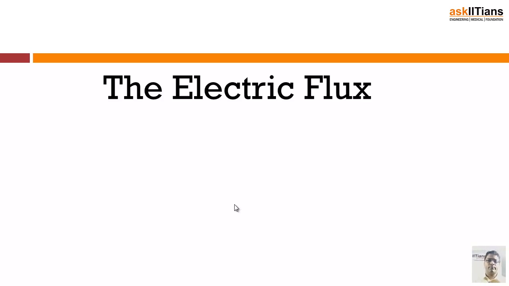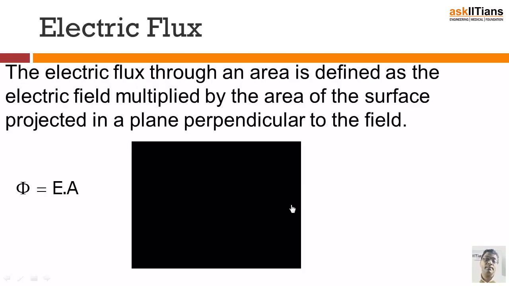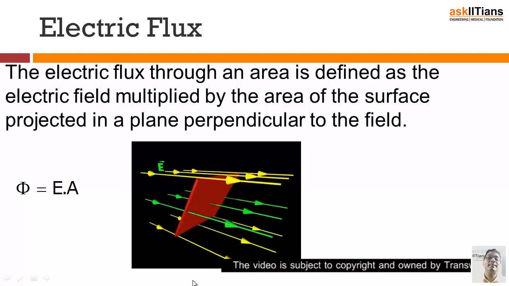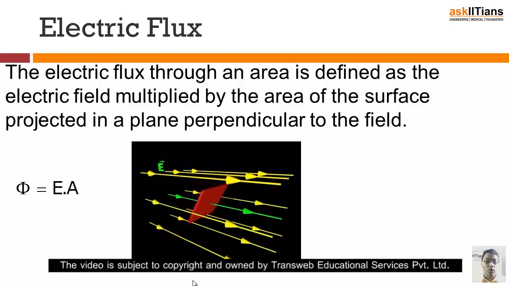Why do we need electric flux? What exactly is going to solve our purpose? Why do we need it? We need it for the simple reason to understand how many electric field lines are being produced or pass through any particular area. So electric flux is defined as how many electric field lines are passing through any particular area of the surface.